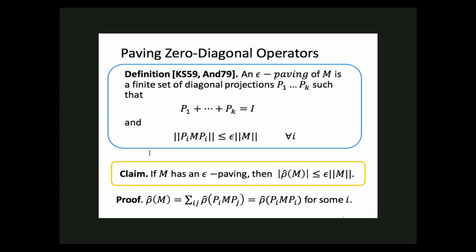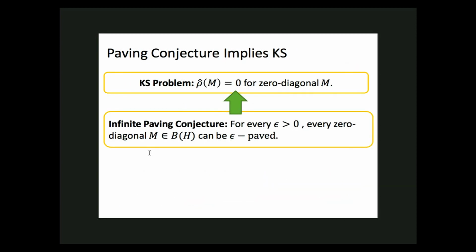So an immediate consequence of this is that if you want to solve this pure state extension problem, it's sufficient to prove something that you can call the infinite paving conjecture. It's sufficient to prove that for every epsilon, every zero diagonal matrix M in B of H can be epsilon paved. Because then you just let epsilon go to 0, and that's it. Okay? So the existence of pavings is an obstacle to non-uniqueness of these pure state extensions.